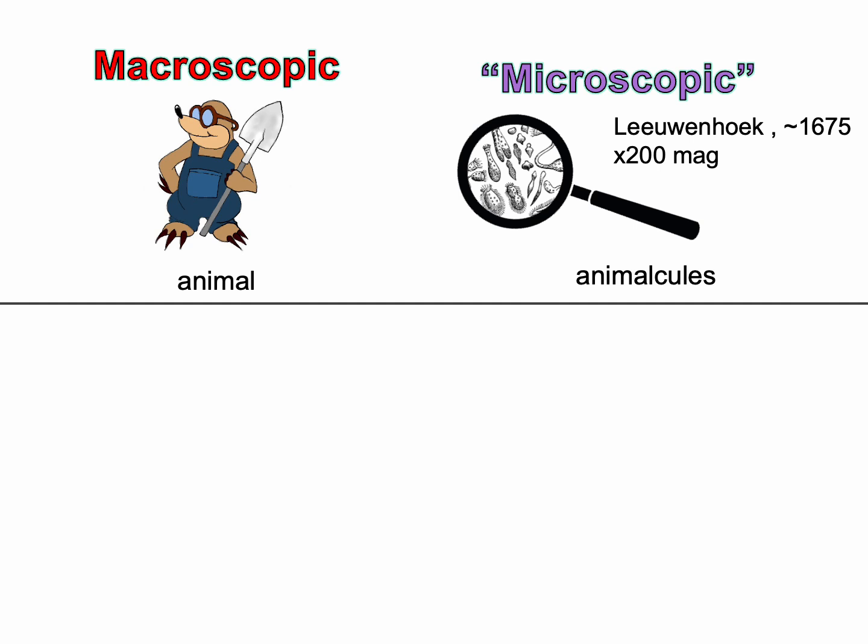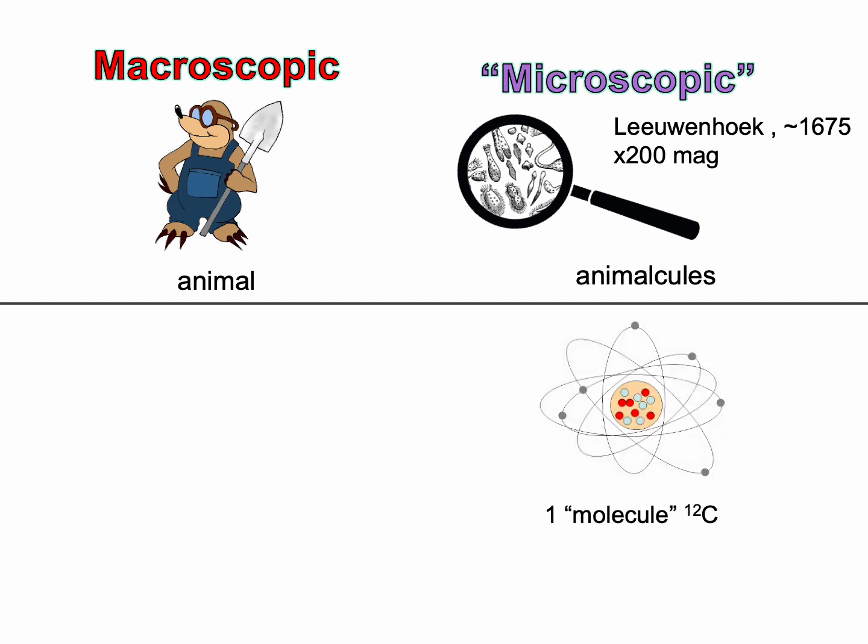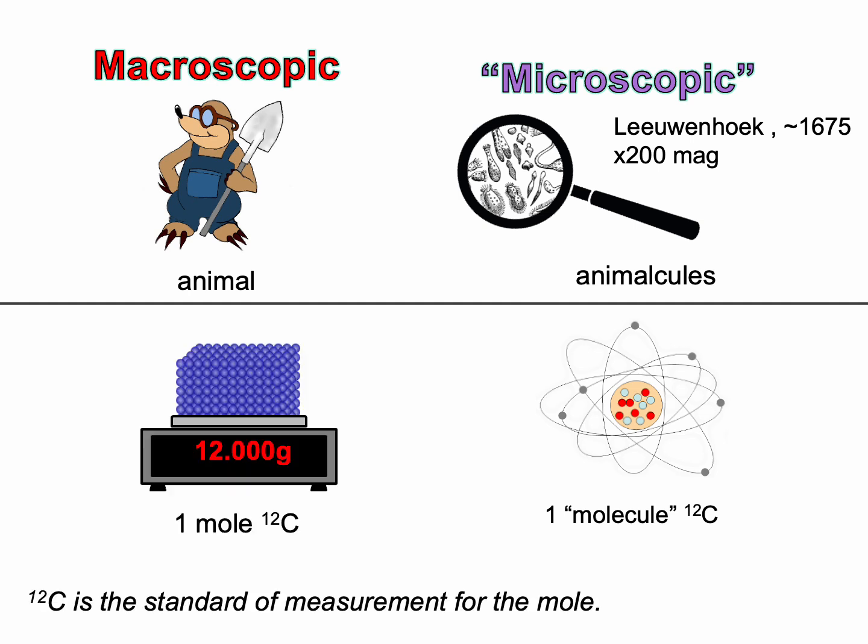Staying in the microscopic world, we could talk about a molecule of carbon-12. It's not really a molecule, but it helps with this analogy. It consists of 6 protons and 6 neutrons and thus weighs 12 atomic mass units. Stepping up from the microscopic and back to the macroscopic world, we see that 1 mole of carbon-12 isotope weighs exactly 12 grams. So what exactly is a mole?